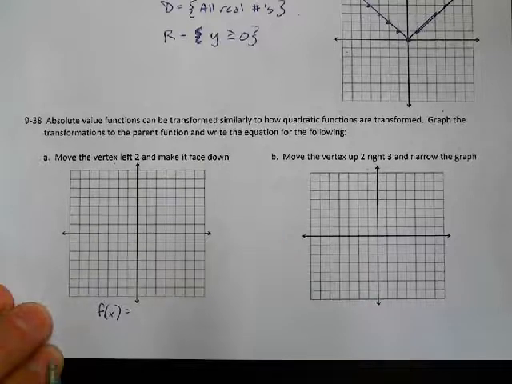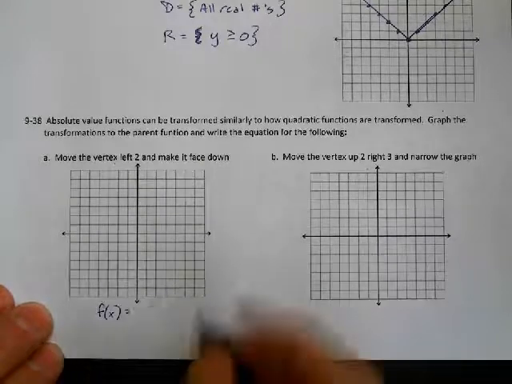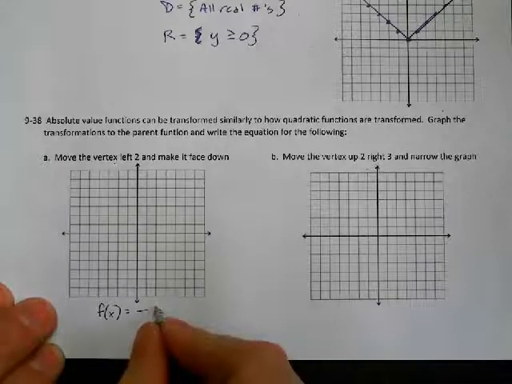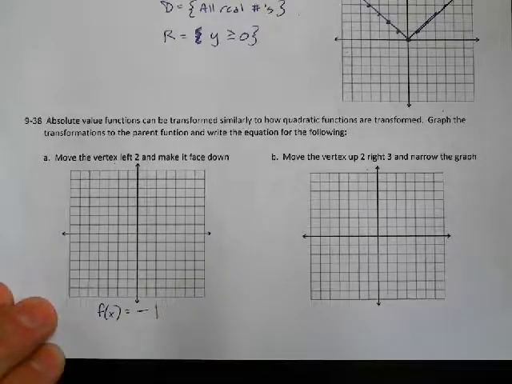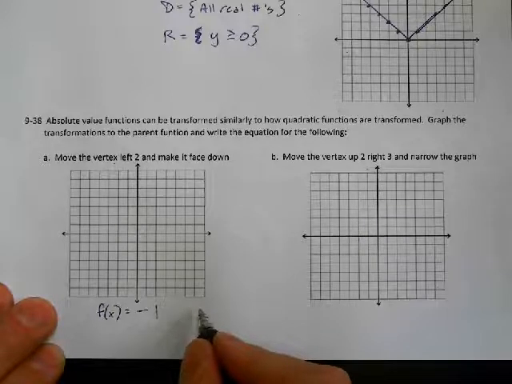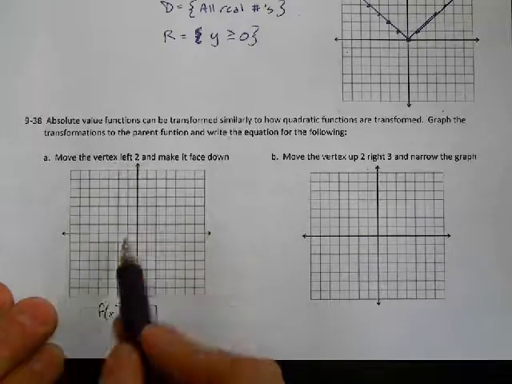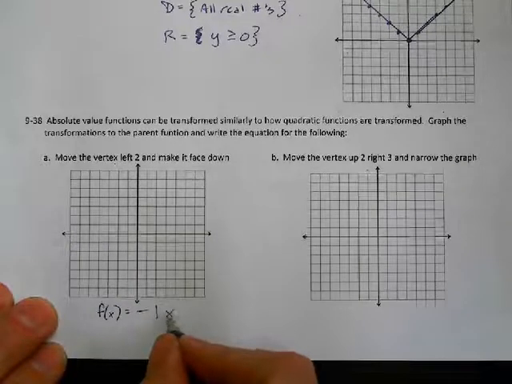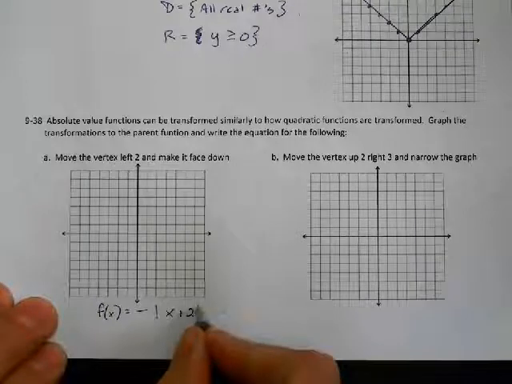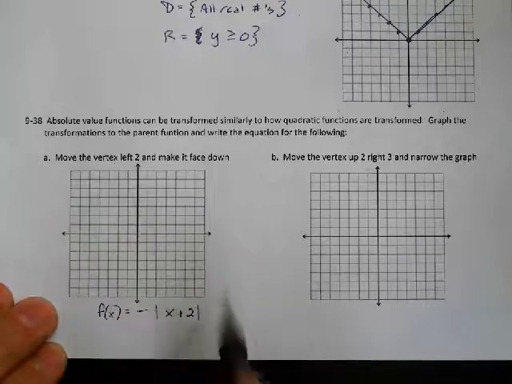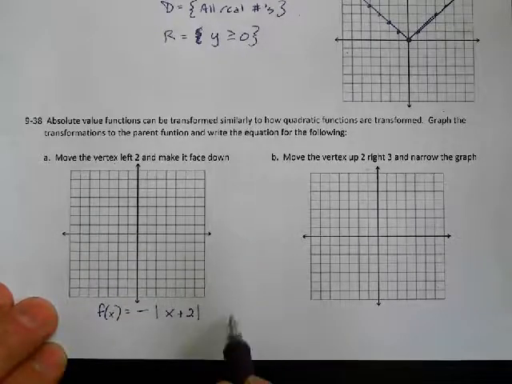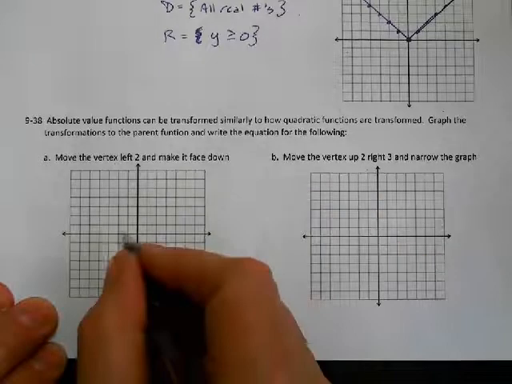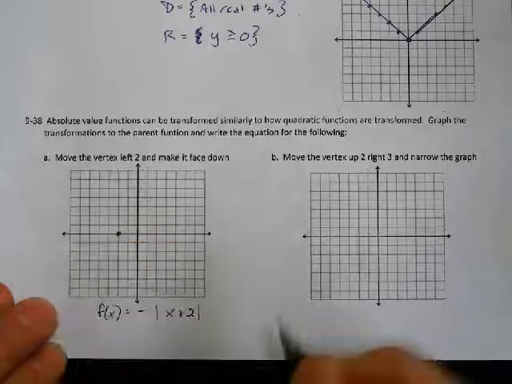So this one says that move the vertex left 2 and make it face down. Well, how did we make it face down with quadratic functions? We put negatives outside the parentheses. Well, now we don't have parentheses. Instead, we have absolute values. So we're going to do the absolute value sign here. Left 2, so if we want to go this way 2, that means that I would add 2 to the x. And since it's not going up and down, I don't add a number over here. So if I were to graph this, left 2, there's my vertex, and this is facing down.